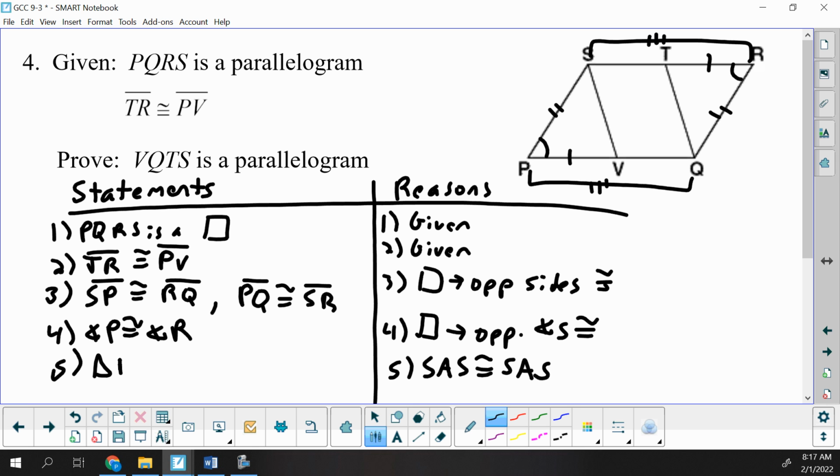And our triangles, maybe I'll call the first one PVS, congruent to triangle. P to V travels along the 1 mark side, so we'd have to go RTQ for the other one.